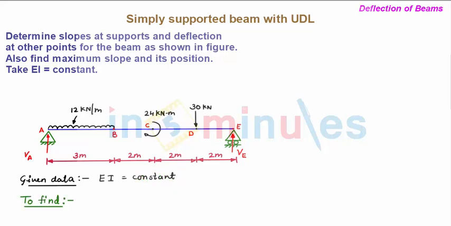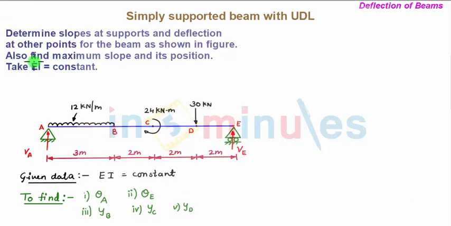And in this problem, we have to find slopes at supports. That means we have to find theta at point A, which is a hinge support at the left end. Then next, theta at point E, which is a roller support at the right extreme end. And we have also been asked to find the deflection at other points of the beam. That means you have to find deflection at point B, YB, then deflection at point C, YC, and deflection at point D, YD. And finally they have asked to find the maximum slope and its position.